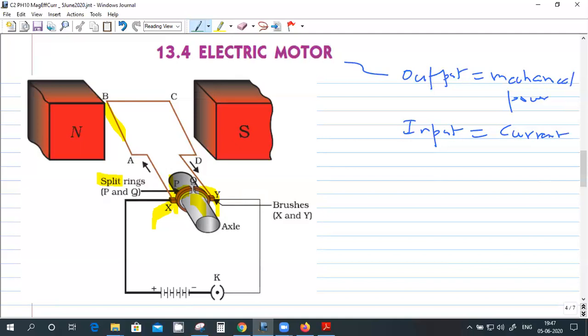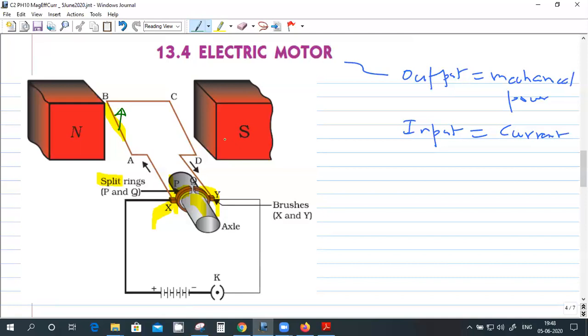So the current is I, right? So the middle finger is going inside, and the thumb is upwards. Yes, it is upwards. Okay. The middle finger is the direction of current. The forefinger or the index finger is from north to south. Okay, and the thumb is upwards. And the thumb is the direction of force.